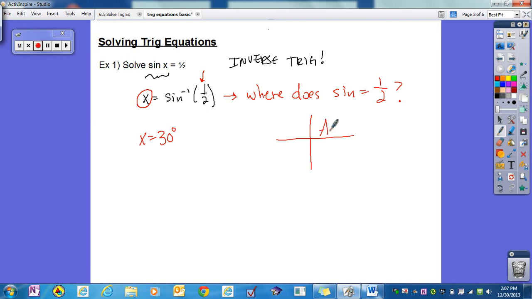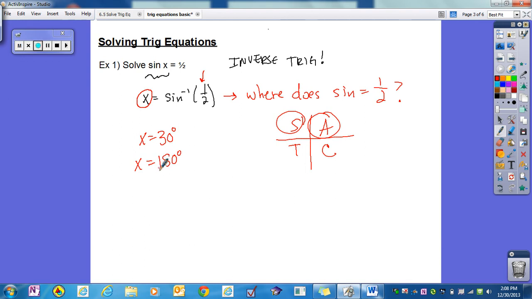So we want to take a look at a smart trig class. Alright, because sine is positive in the first quadrant, sine is also positive in the second quadrant. So that means 30 degrees was my quadrant 1 value, but if you look at quadrant 2, 30 degrees was a reference angle for 150 degrees. So that means that sine also equals 1/2 at 150 degrees. So these are my two first answers.